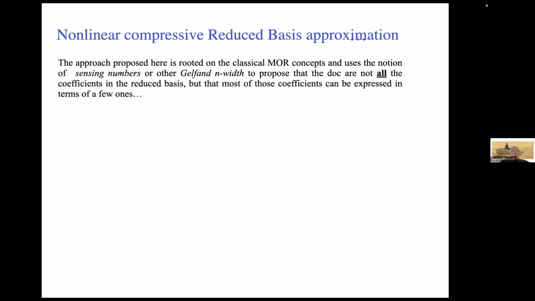So the approach proposed here is rooted in classical model order reduction, so you don't have to modify everything. The only thing is that, due to the fact that in some cases the sensing number or the Gelfand width allows us to propose that all the coefficients can be expressed through the degrees of freedom and not all of them.